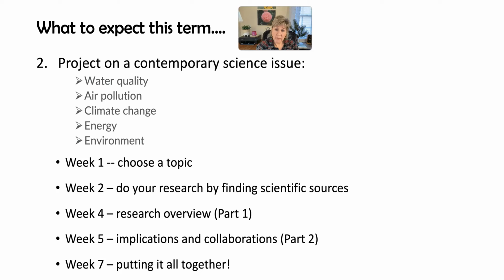I prefer you to have more than that, but the minimum is 3 really good sources to help you figure out information about your topic. And then week number 5 is the implications and collaborations about this particular topic. So what does this mean? What does this mean for the future? How can we solve this problem, etc.?